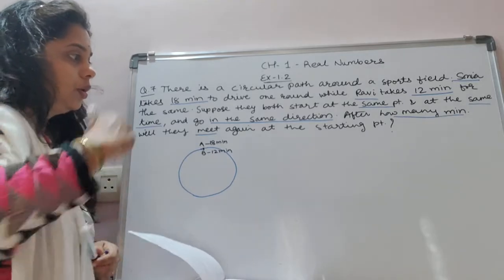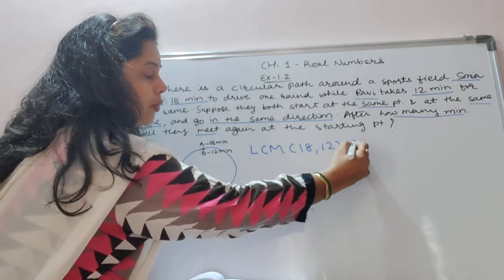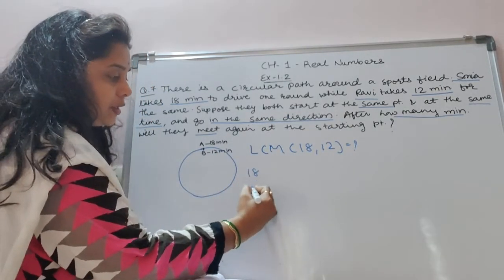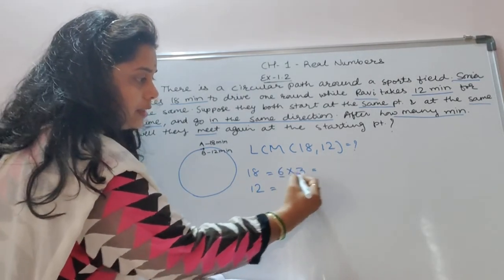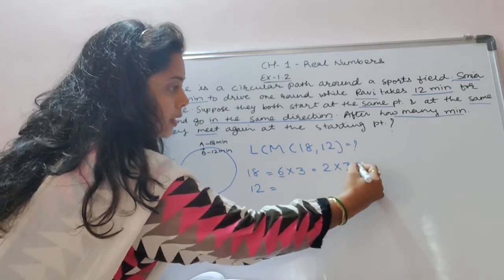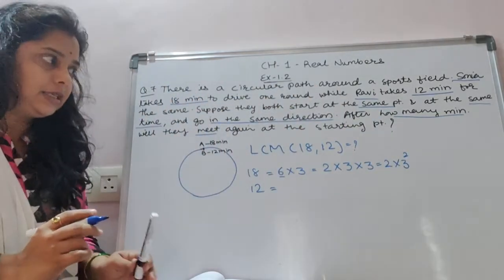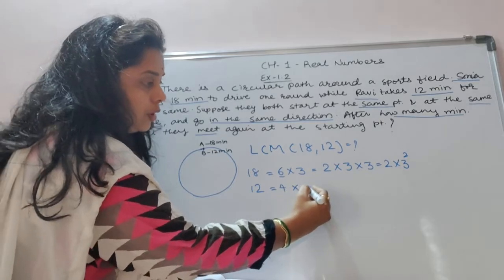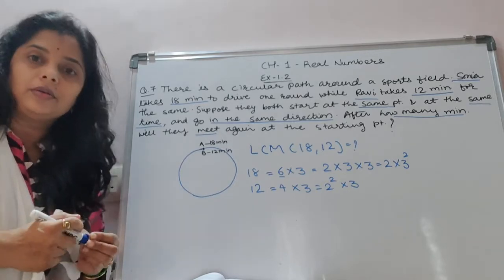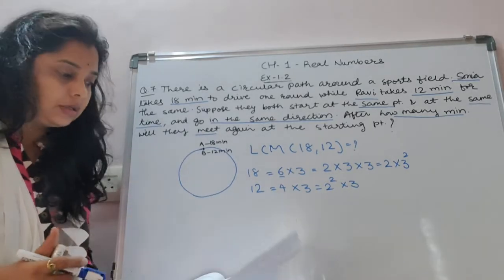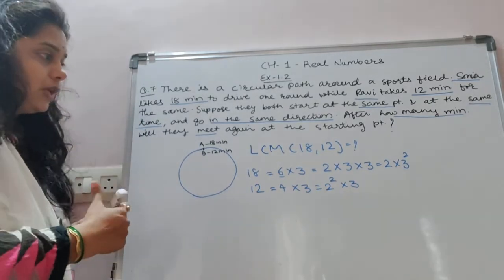So as you know, we have to find out the LCM of 18 and 12. For that we first have to factorize 18 and 12. 18 is 6 threes are 18. Again 6 is divisible into 2 into 3. So we can say that 2 into 3 raised to 2 is 18, and 12 is 4 into 3, so 2 raised to 2 into 3. Now for the LCM we have to take all the factors with the maximum power.